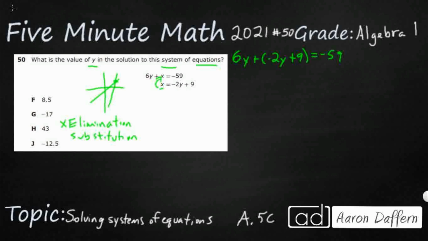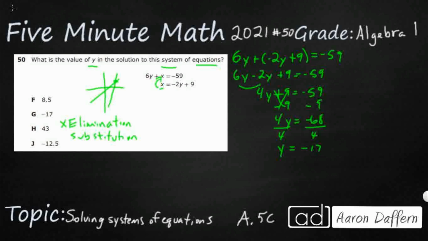So this really is just going to be 6y minus 2y plus 9. Nothing really changed there. I need to combine like terms. 6y minus 2y means there's 4y plus 9 equals negative 59. Now, I do need to subtract 9 from both sides. 4y equals negative 68. Divide by 4, and what are we going to get? We're going to get negative 17, which is an answer choice.